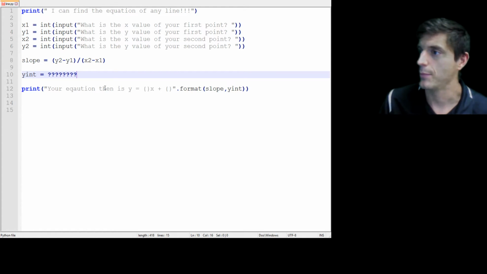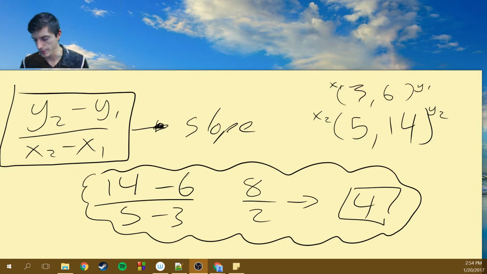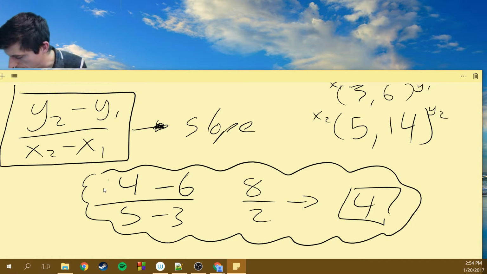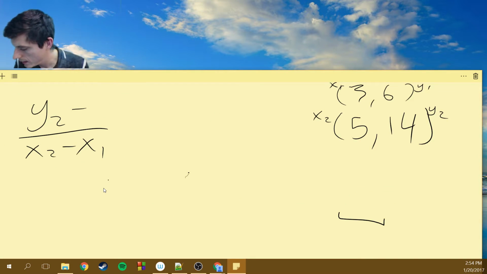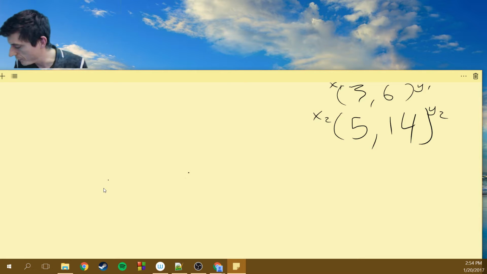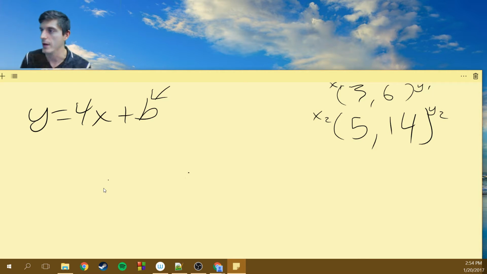So let's go back to the drawing board and I'll coach you up a little bit. Okay, so let's go back here. So in this problem, I just figured out the slope was 4. So I know my equation should be y equals 4x plus b. Now b is the thing that I want to solve for. So if I want to solve for b, I can choose either one of these 2 points, right? And I'm going to plug it in.